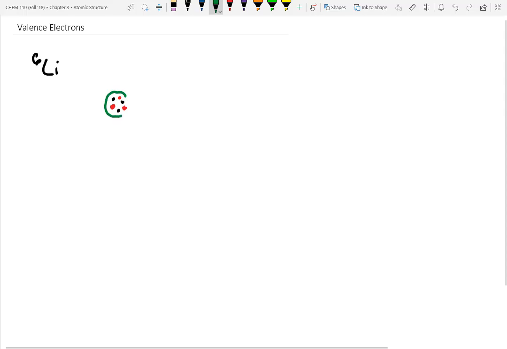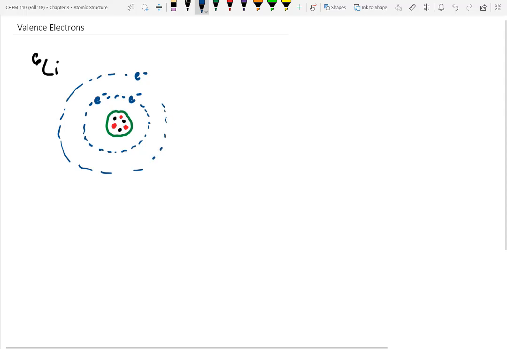However, the electrons actually occupy slightly different space. So I'll draw these out. Actually, let me do it like this. So you've got two electrons that are closer into the center, meaning closer to the nucleus. They're typically thought of as being lower in energy. The third electron is going to be out further away, and we call these outer shell electrons, also known as valence electrons.